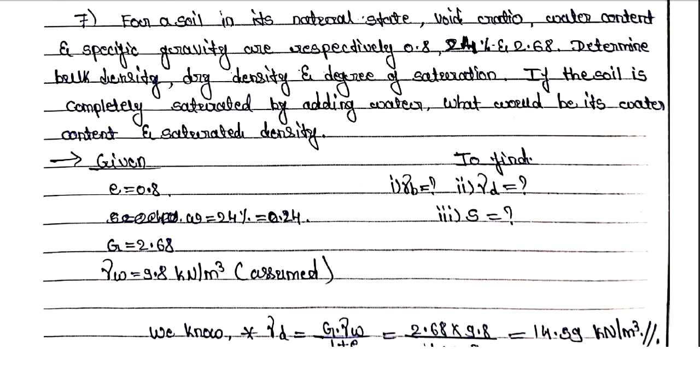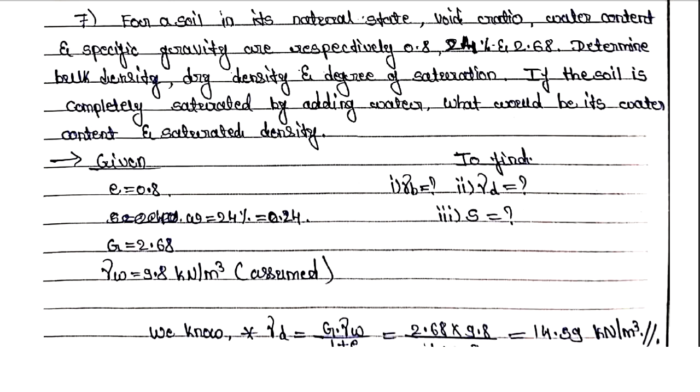So what they are asking: what would be the water content when the soil is completely saturated? And at that point, what is the saturated density? So you can see over here what data they have given. Given data: E is equal to 0.8, water content is equal to 24%, that is 0.24, specific gravity is 2.68, so gamma W is equal to 9.81 kilonewton per meter cube, that we have to assume. 9.8 we have to assume.